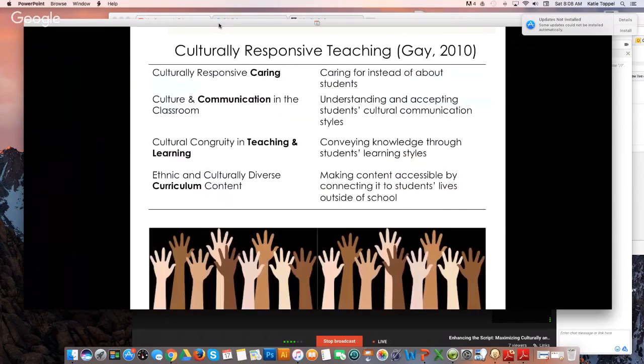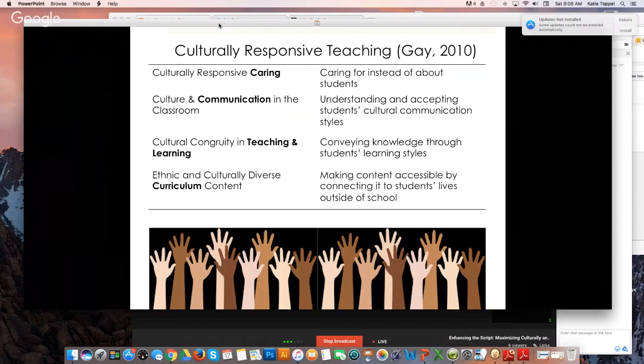Geneva Gay has these four areas of culturally responsive teaching, which I really, really love. She starts with culturally responsive caring, and this is paramount because we need to care about our students and we need to know them in order to have the avenue to make adjustments to our teaching. She talks about culture and communication in the classroom, that we need to make sure we're asking students to communicate in ways that they're comfortable with and in ways that challenge them linguistically.